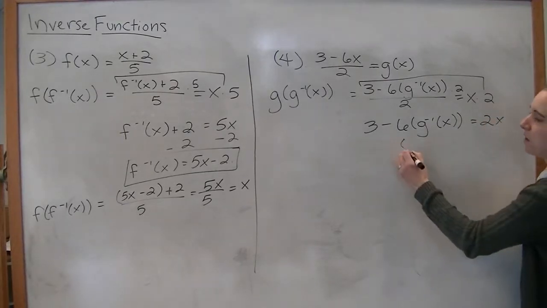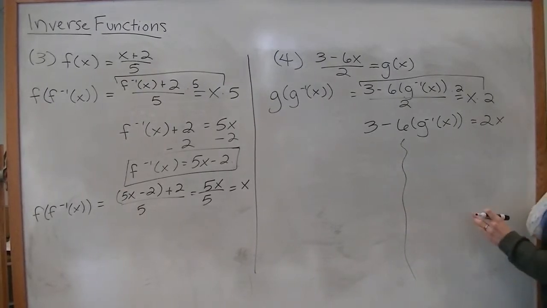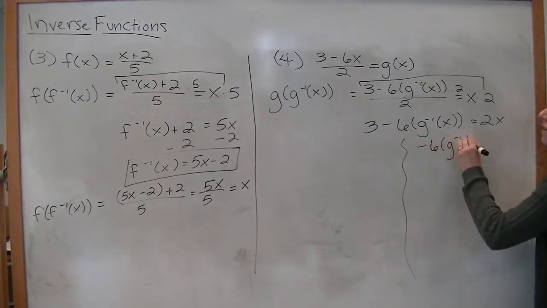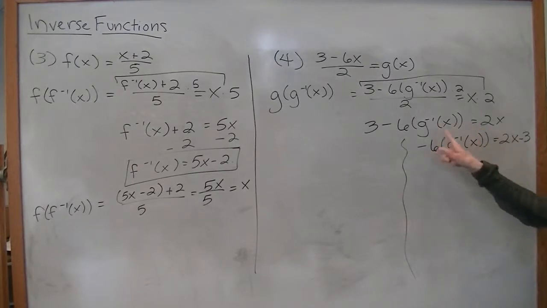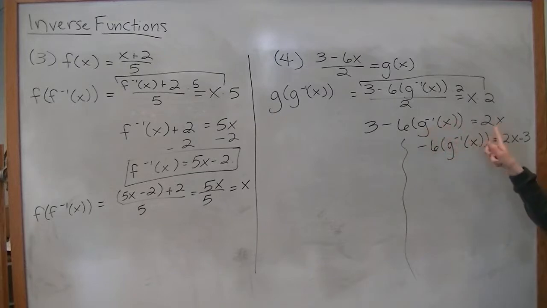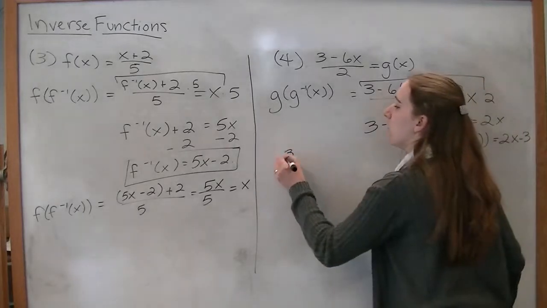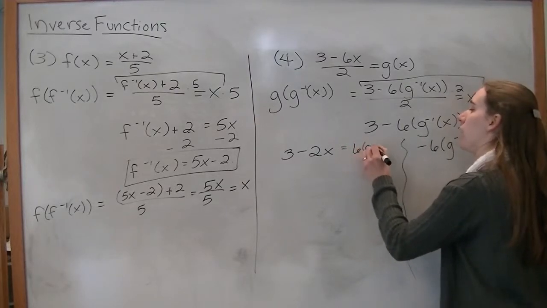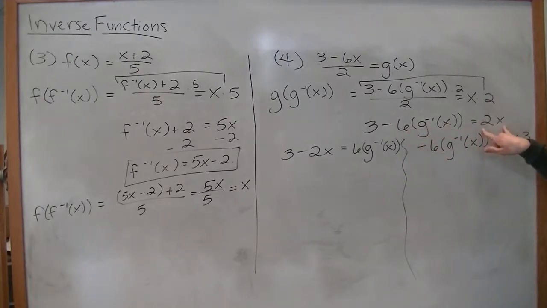Now, from here, there are two different ways we could do this. One way we could do it is we could move the 3 to the other side. So I can subtract 3 from both sides and get that. The other way I could do it is I could switch where the minus 6 times g inverse and the 2x are. So I subtract this from both sides, I add this to both sides. So I get 3 minus 2x equals 6 times g inverse of x. So again, I added this to both sides, I subtracted this from both sides.